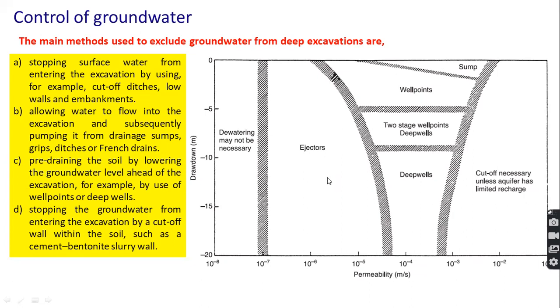So in supported excavations, open sumps are very widely used because we don't need to achieve a significant drawdown. We simply need to dewater the water inside the excavation. And there are different objectives of dewatering, for example, as listed here. Stopping the surface water from entering into the excavation is one objective. Then we have to keep the excavation dry. That is the main objective of dewatering.